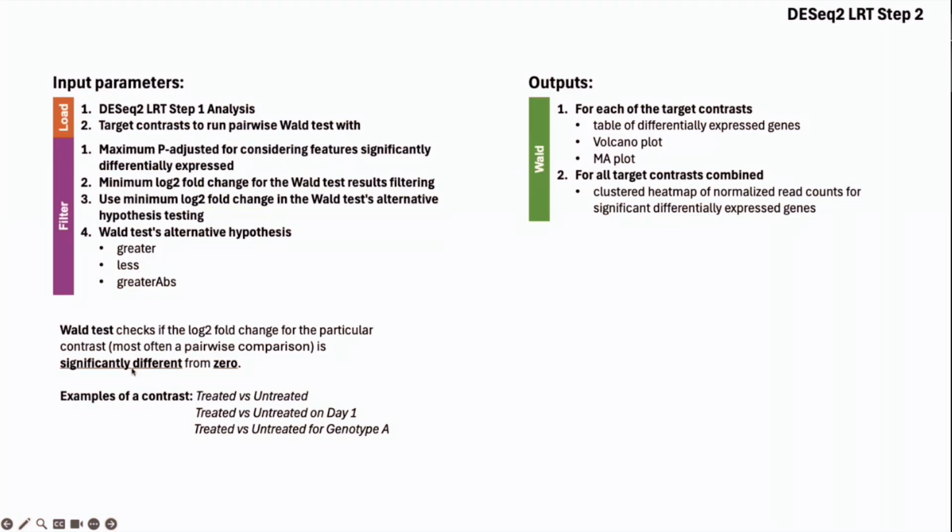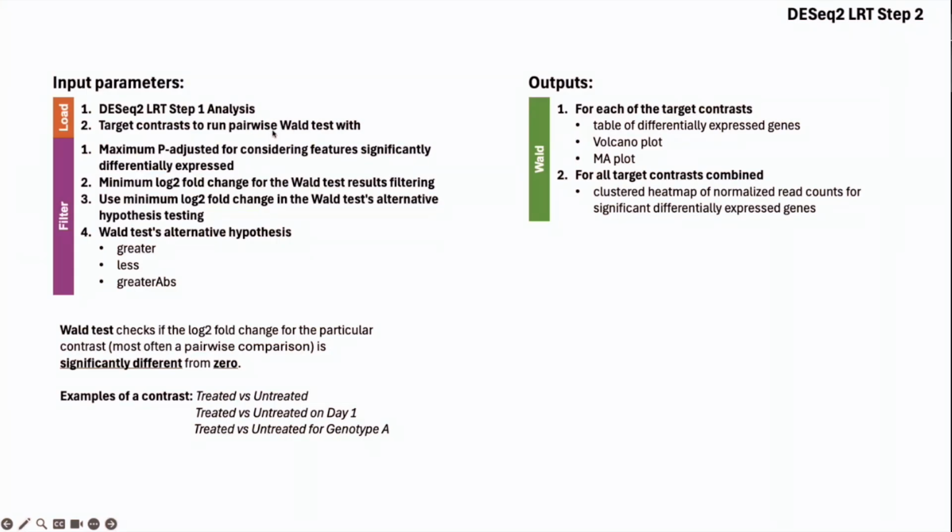And also, we can change what exactly Wald test is checking. Either it is greater in the absolute value, or it's just greater, or it's less. Most of the time, these parameters should be used with their default values, but for some situations, when needed, the user can adjust them.